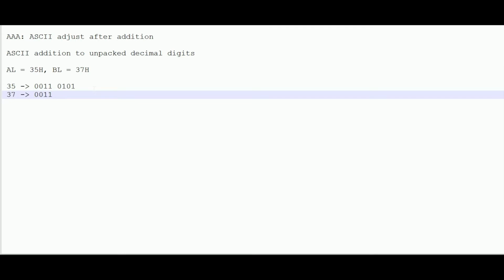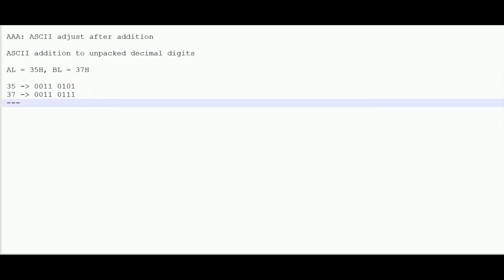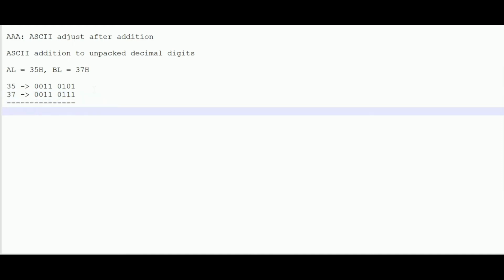0011 0111. Okay, so now with this, if we perform addition, that is ADD AL comma BL, what is the value getting stored? If you perform the addition, you will get 0110 1100. So this is equivalent to 6CH.